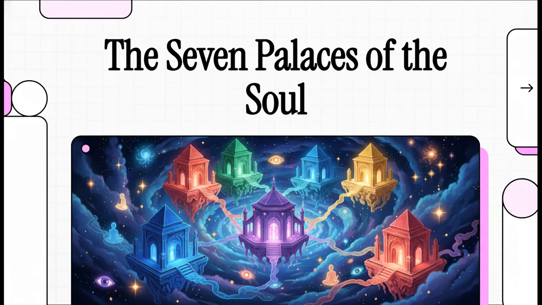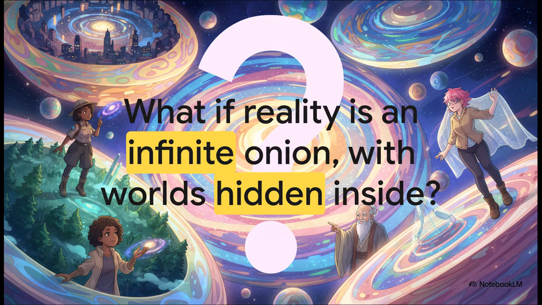Let's get into it. So what if the universe as we know it isn't just one big flat space? What if it's more like an infinite onion with countless layers, worlds hidden inside of other worlds? This isn't some new age idea. Ancient wisdom, specifically the Zohar, presents a universe with this kind of breathtaking depth and complexity.